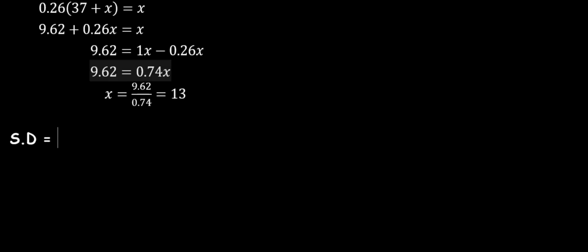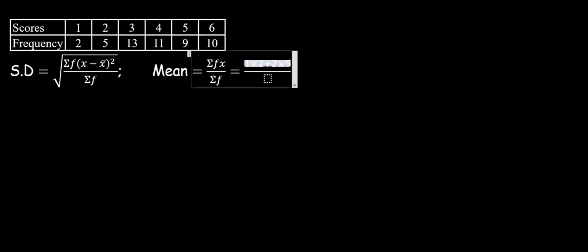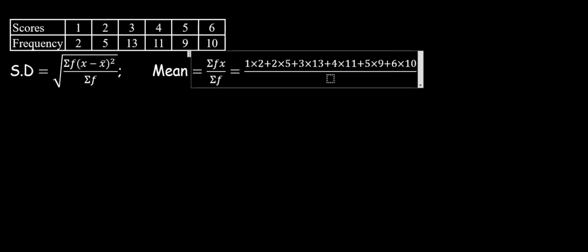Standard deviation for a frequency distribution is equal to the square root of the summation of f times (x minus x bar) squared, all over the summation of f. From here, our mean x bar, which is equal to the summation of f x over the summation of f, will be equal to 1 times 2 plus 2 times 5 plus 3 times 13 plus 4 times 11 plus 5 times 9 plus 6 times 10, all over 2 plus 5 plus 13 plus 11 plus 9 plus 10, which is equal to 200 over 50. And that is the same thing as 4.